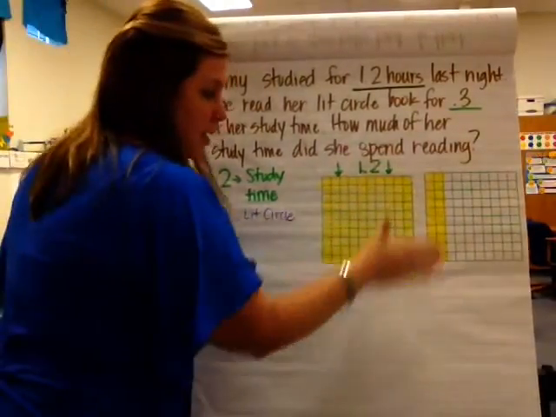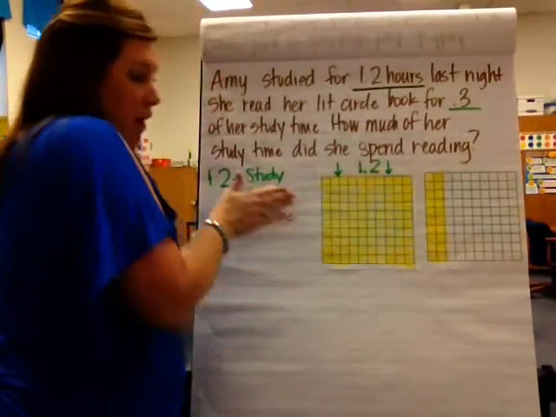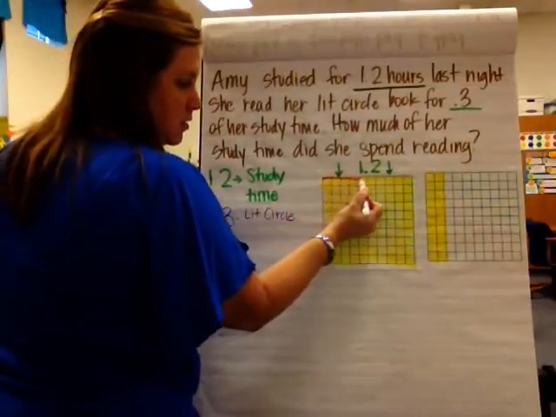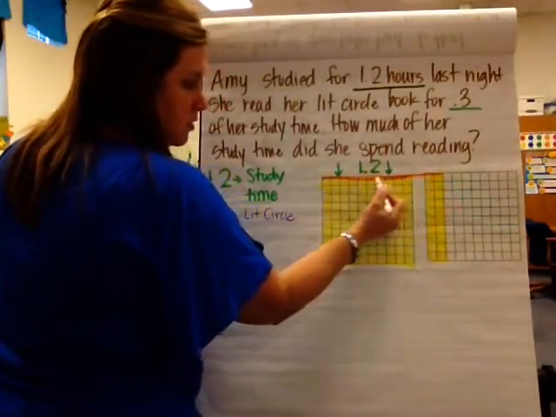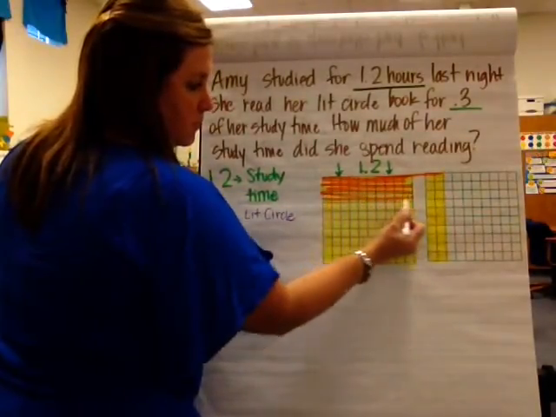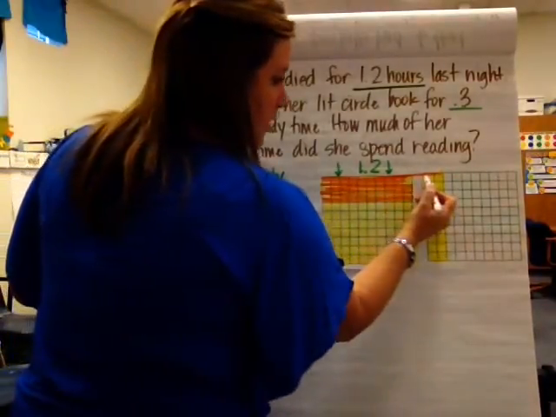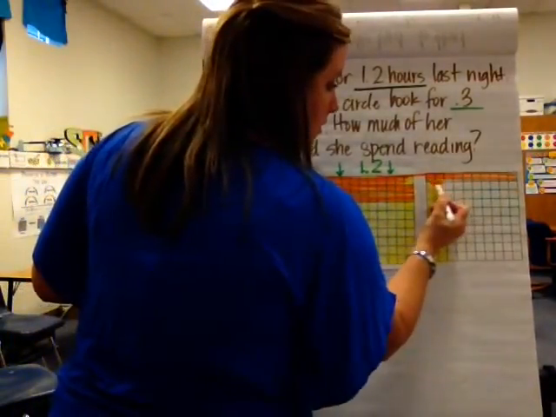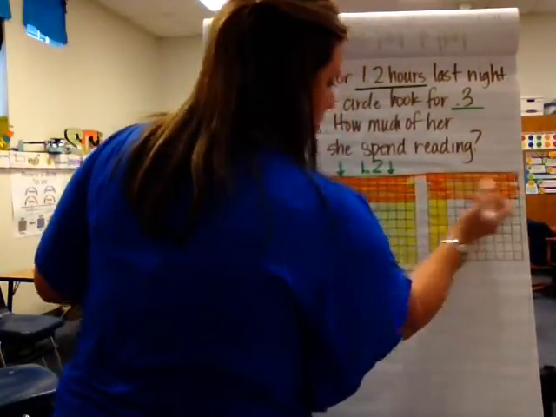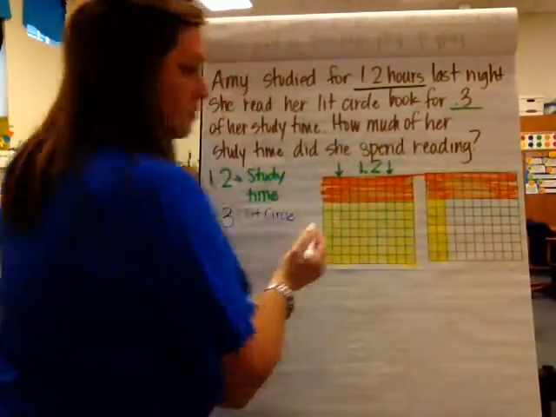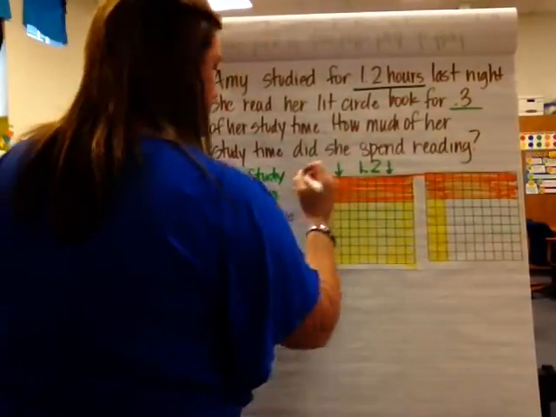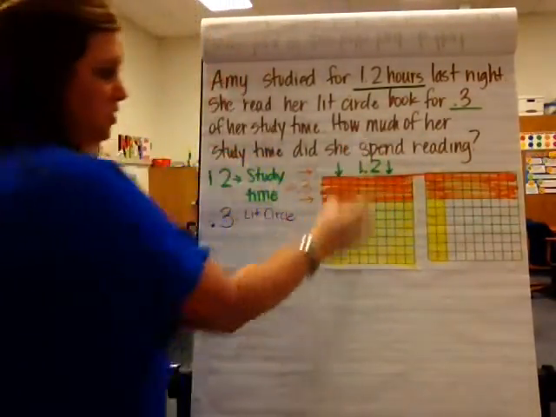I went this way, so now I want to go this way. So 3/10 of this amount, and then 3/10 of that amount. Okay, so there's my 3/10 going this way, and this is the lit circle. This was the amount studied.